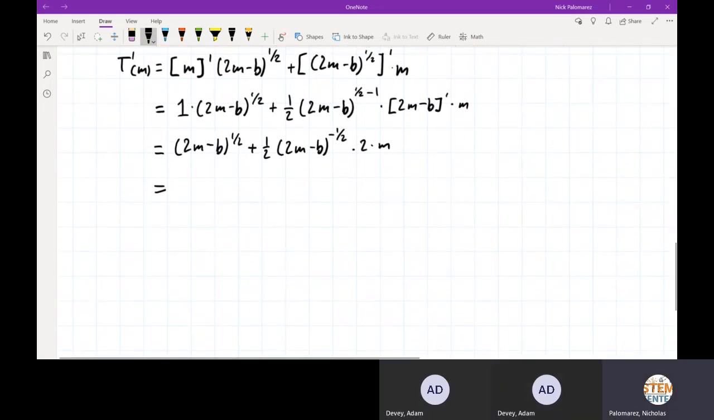All right, so let's simplify this then. We got this 2 and this 1/2. Those can go away. Well, oh, okay. So we'll put the m in the front.